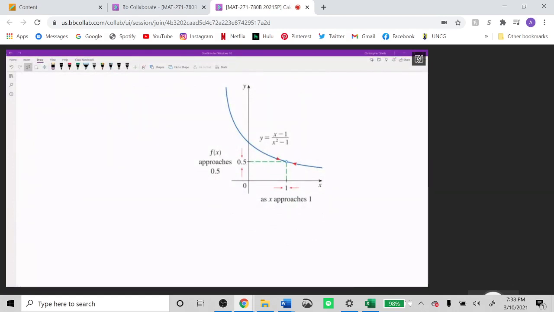So are we ready to look at evaluating a limit with limit notation here? Yeah. What do we say? Yeah? All right.